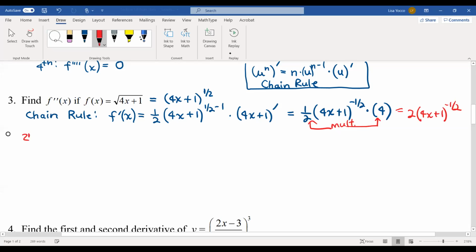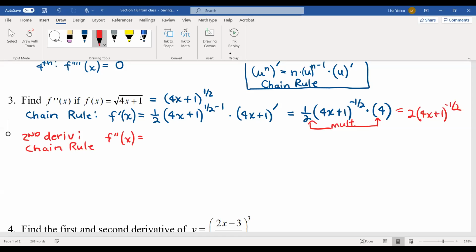All right, now the second derivative is the chain rule again, because we still have a function raised to a power. So f double prime. Now I've got a 2, the coefficient of the function, I just hang on to that. I multiply by the power, which is negative 1/2, keep the function, subtract 1 from the power, and multiply by the derivative of the function.